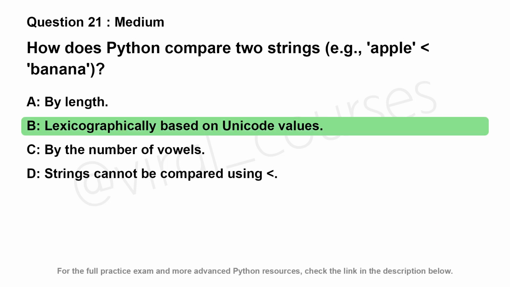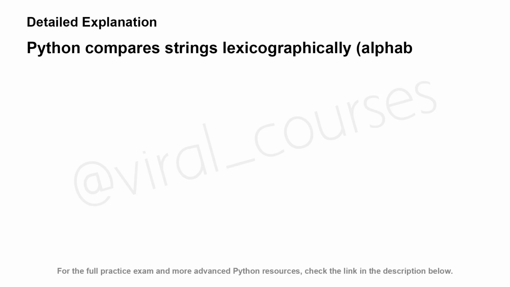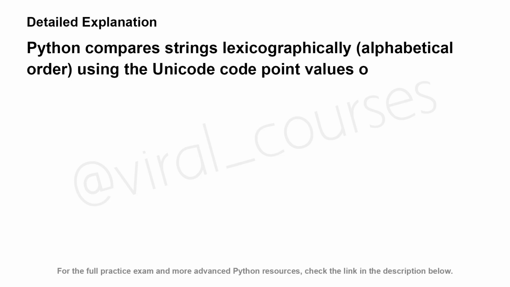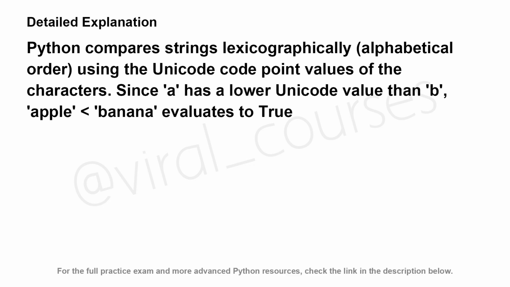The correct answer is B. Python compares strings lexicographically, in alphabetical order, using the Unicode code point values of the characters. Since 'a' has a lower Unicode value than 'b', 'apple' < 'banana' evaluates to true.